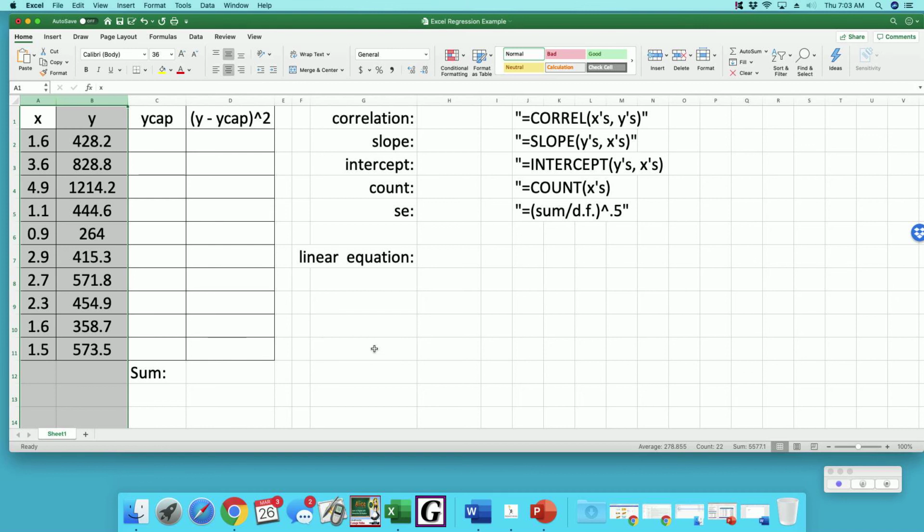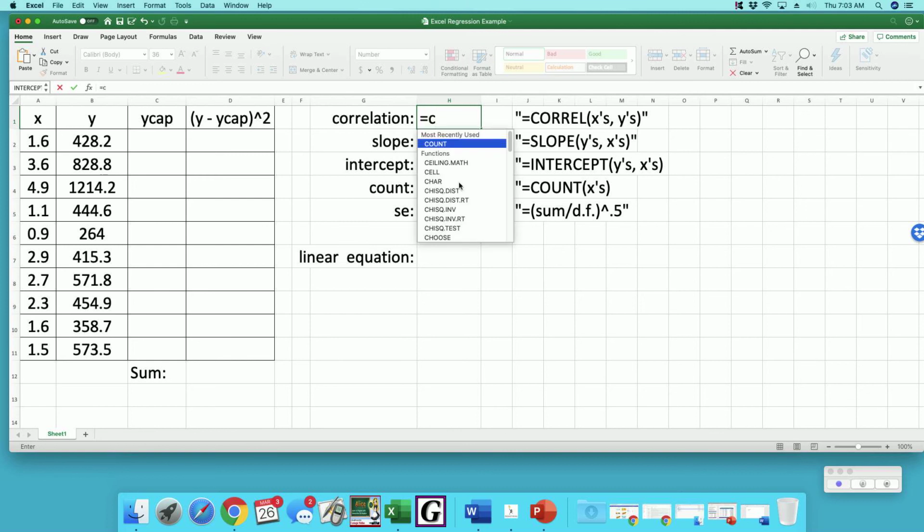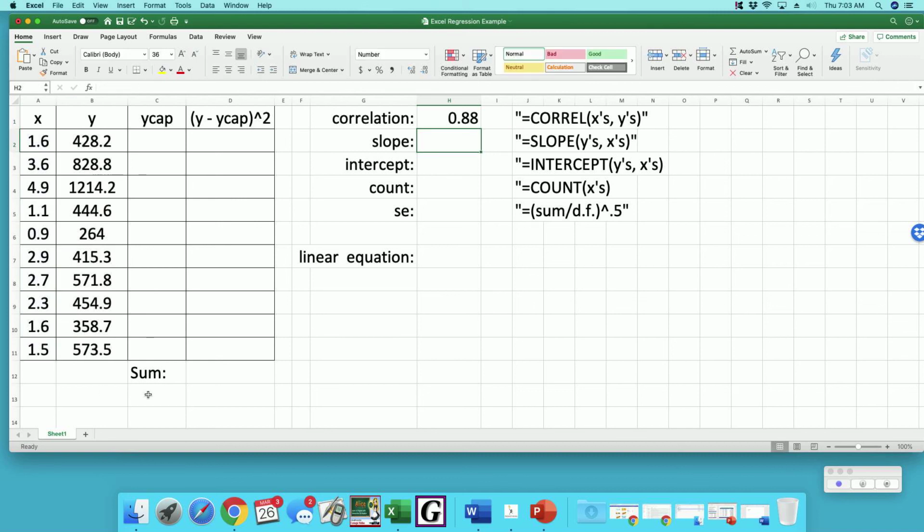All right, so first correlation. We're going to do an equal, CORREL, parentheses. We can do all our x's, followed by a comma, then highlight all your y's, close it off with the parentheses, and press enter. So our correlation is 0.88. So our data is very correlated.